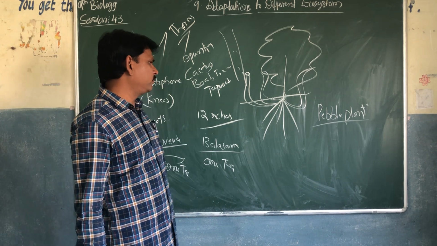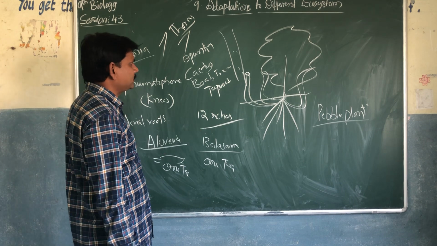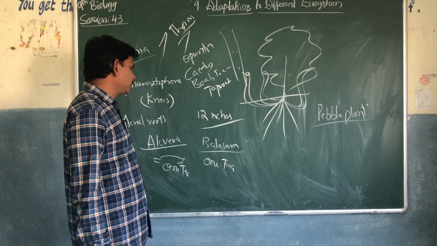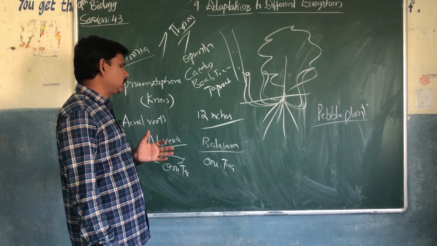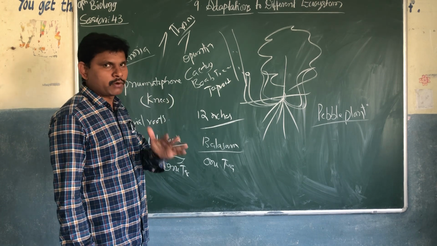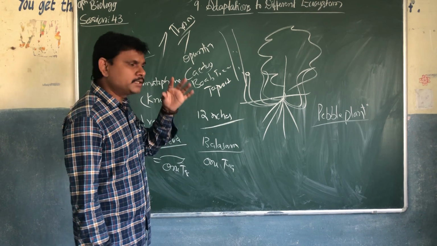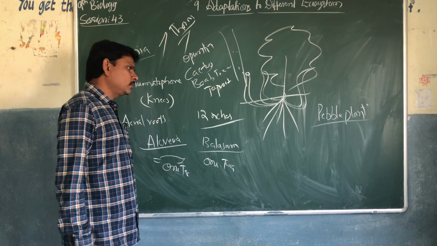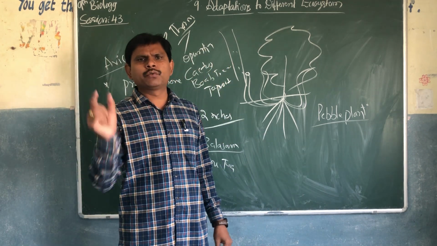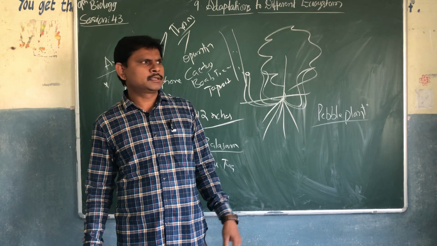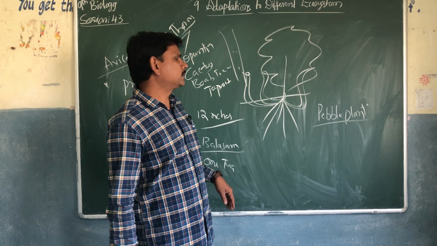Next one, write the differences between aloe vera and balsam plants. If you pour 1 teaspoon of water on both leaves, which one will survive, which one will not survive, and what is the reason? And the last one is write about pebble plants. Very few words, 1 or 2 words about these pebble plants, aloe vera and balsam plants.